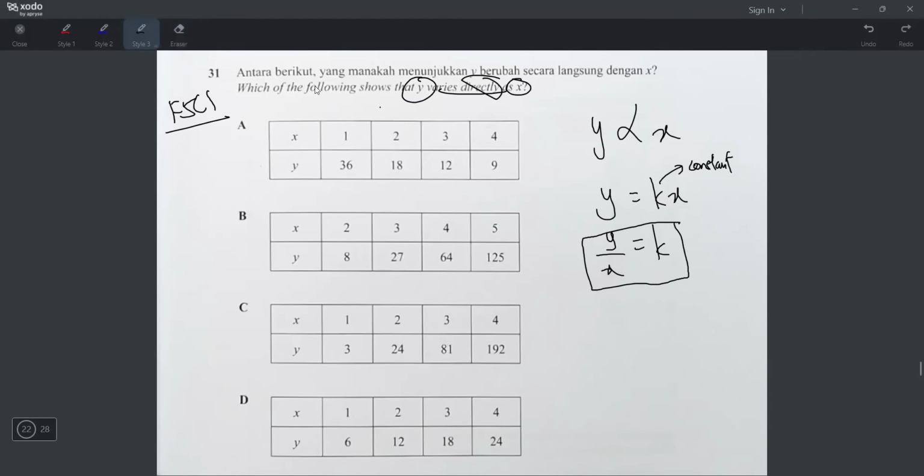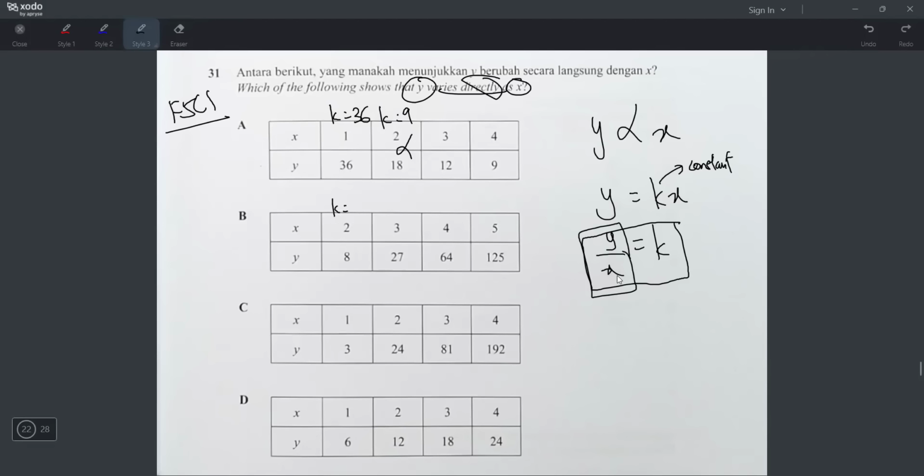So first thing, you find the k by using this formula, y over x. So your y over x will be 36 divided by 1 is 36. What's the next one? y divided by x, 18 divided by 2 is 9. So as you can see, the k here and k here are not the same already. So we don't have to try the rest, because these two are already different. It has to be all of it. The k gives you the same answer, then only that's the answer.